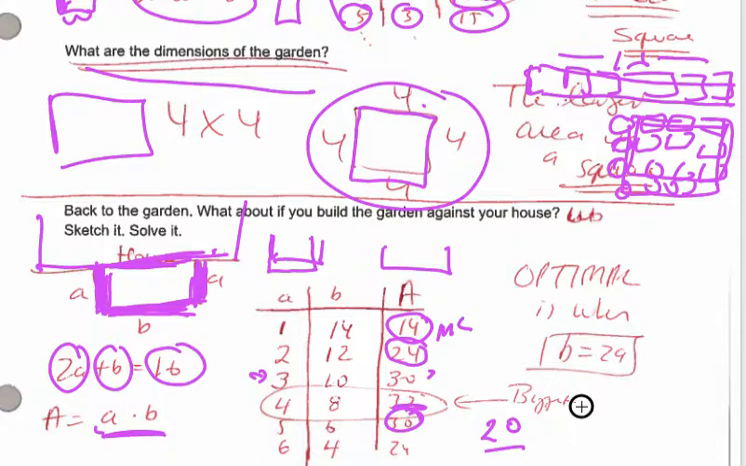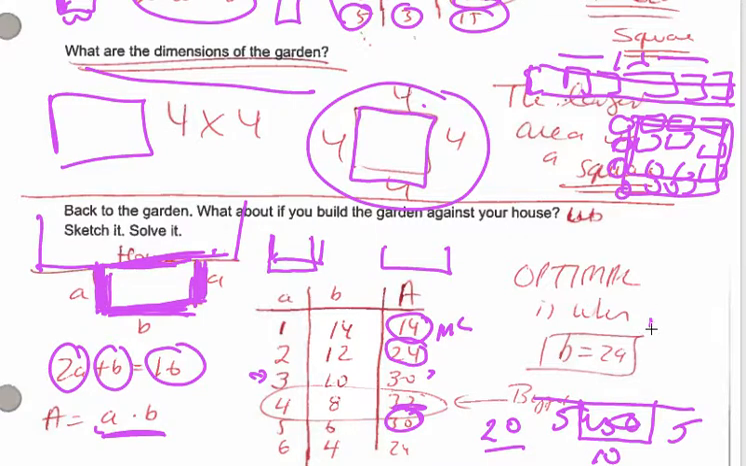Okay, so if I had 20 pieces of fence, then I could make a 5 by 10 by 5, and that's going to get me 50. If I was going to make a square, oh, I messed this up again. I need something that's divisible by 3 and divisible by 4. So that would be 12. How about 12? Okay, let's start with 12.